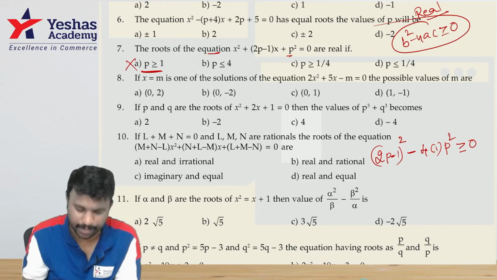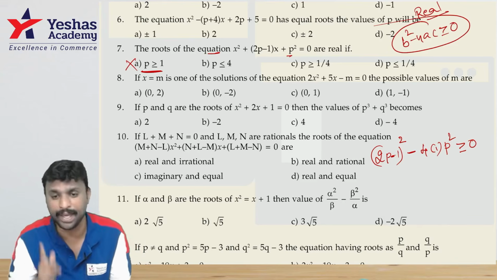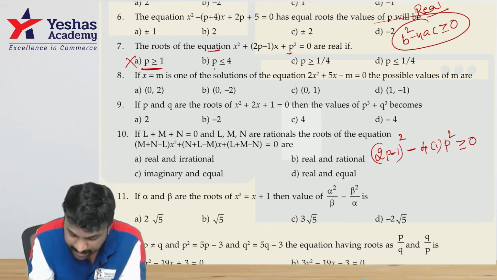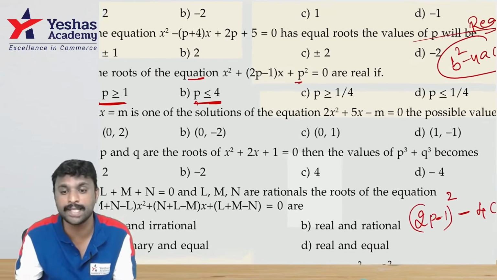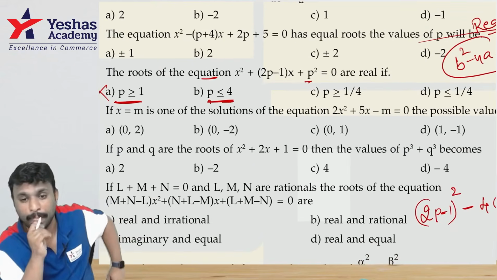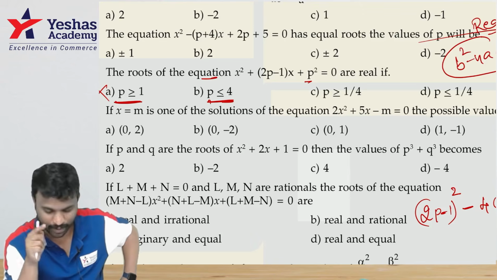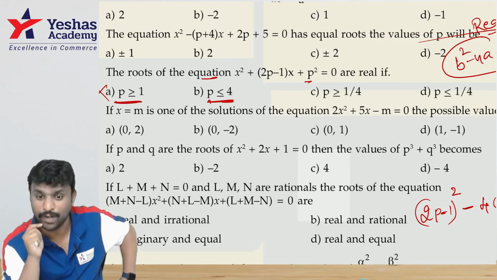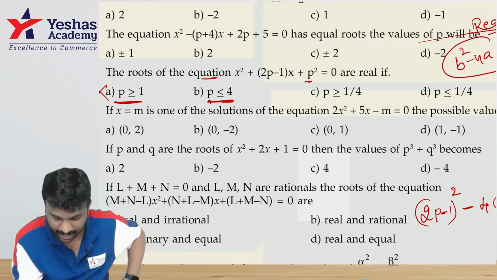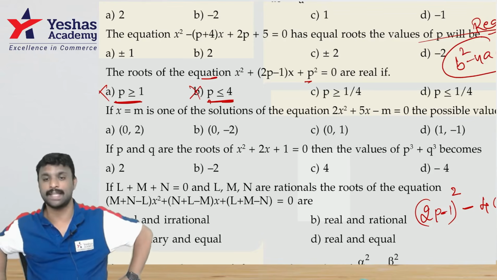How about the second option? Guys, the first option had p equal to 1, yes or no? Even the second option also has p equal to 1, yes or no? P less than or equal to 4 means p can be equal to 1, yes or no? 1 is a part of that. So p equal to 1 did not satisfy. That means even this also will not satisfy.